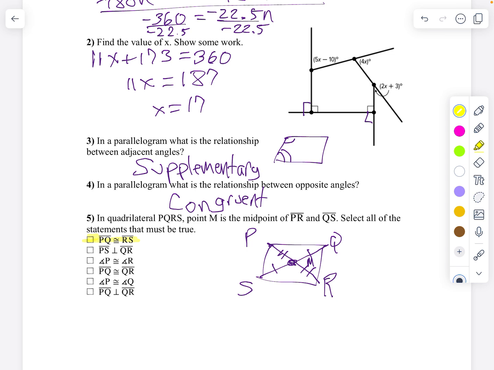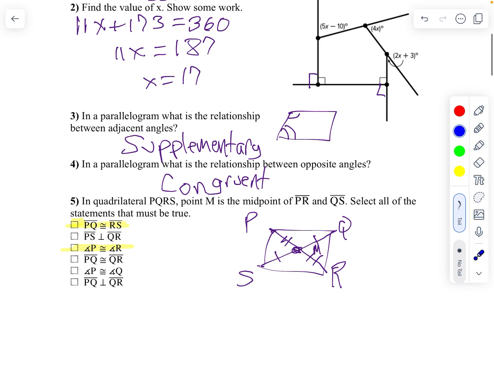Parallelogram is not perpendicular, so it's not the second one. Is angle P congruent to angle R? Yes, the opposite sides are congruent. Is PQ the same as QR? No, that would make it a rhombus. Is angle P the same as angle Q? That would make it a rectangle. And we already said we need more information to be perpendicular. So only the first and third are going to be true for question 5.